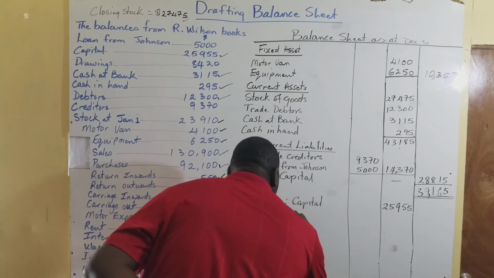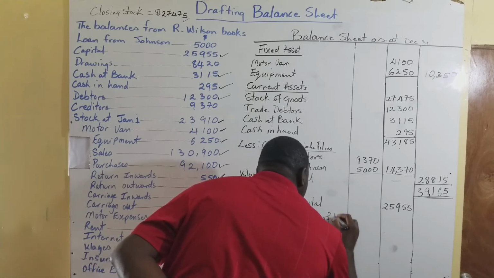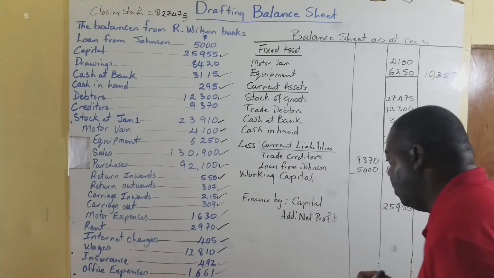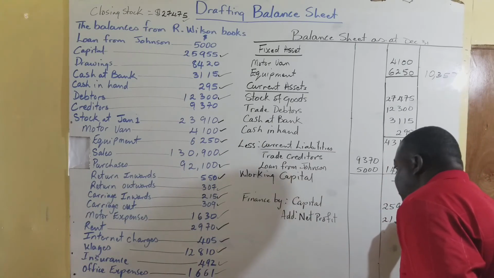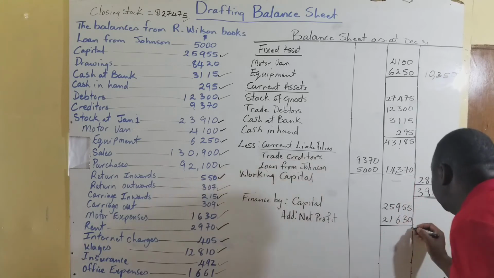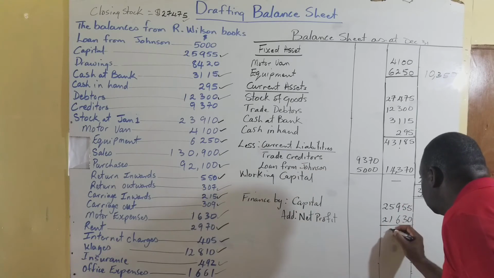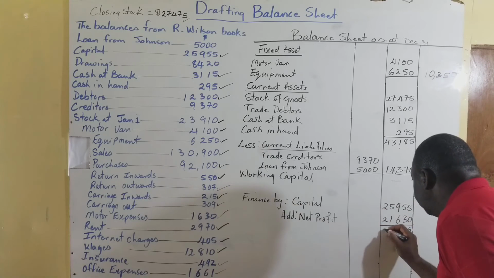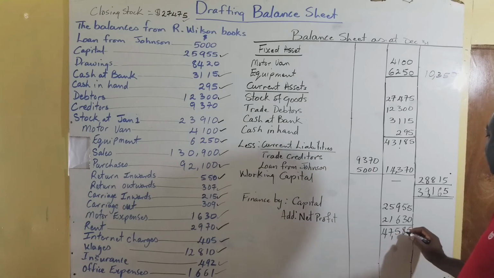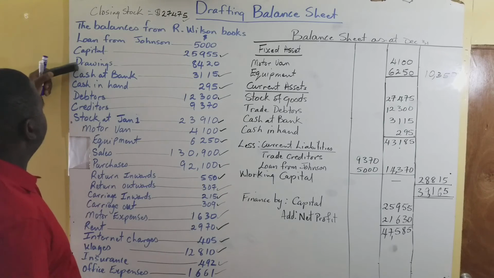So we'll add net profit, and the net profit from the income statement we'd have done earlier would have been 21,630. We have to add it, so we're going to add, that is going to be 5, this is going to be 8, this is going to be 15, 6, 7, and this is going to be 4. So it will be 47,585. Our next move is to deal with our drawings.